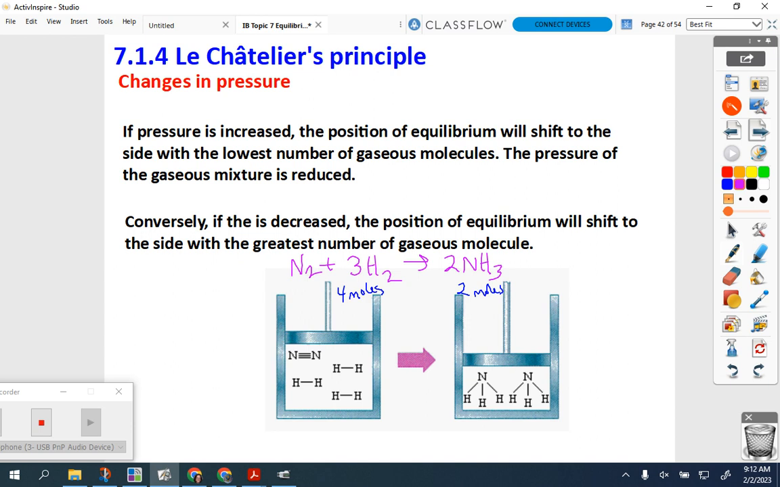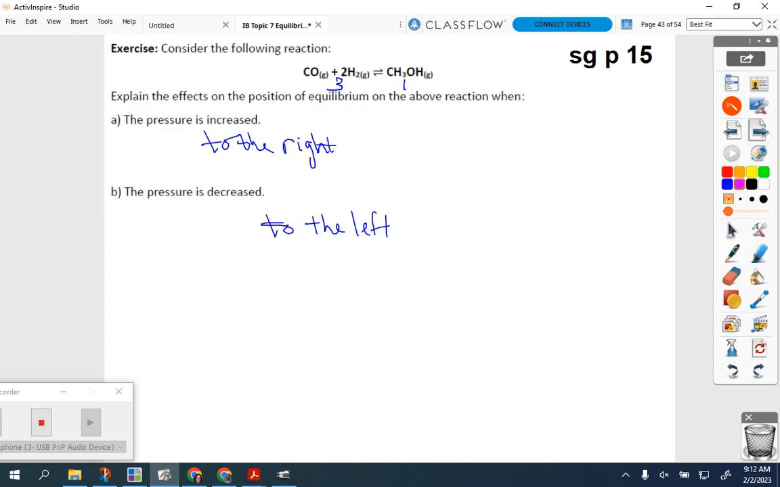And like the concentration, this is not going to have an effect on Kc. Example 1 on page 15 asks, what's the effect of an increase in pressure? An increase in pressure is going to drive us towards the ammonia side because that has fewer moles of gas.